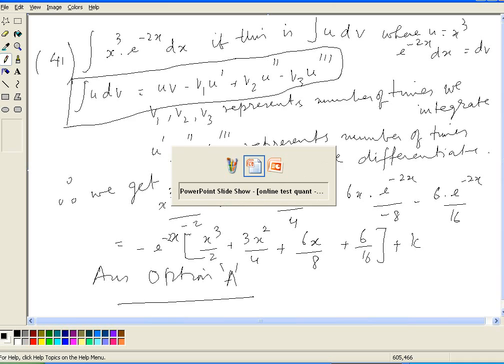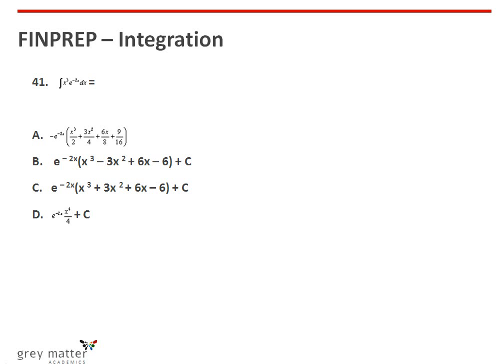Going back to our PowerPoint presentation, it is option A, which is minus e power minus 2x within bracket x cube by 2 plus 3x squared by 4 plus 6x by 8 plus 6 by 16.